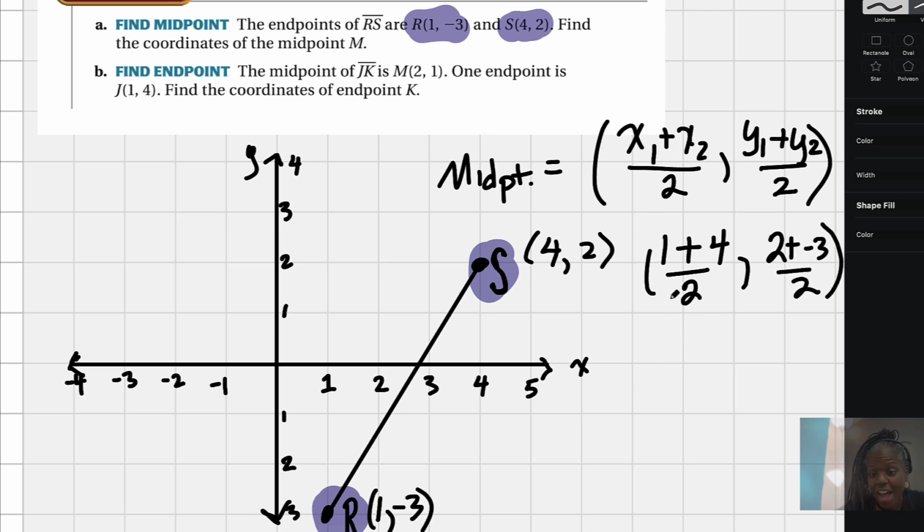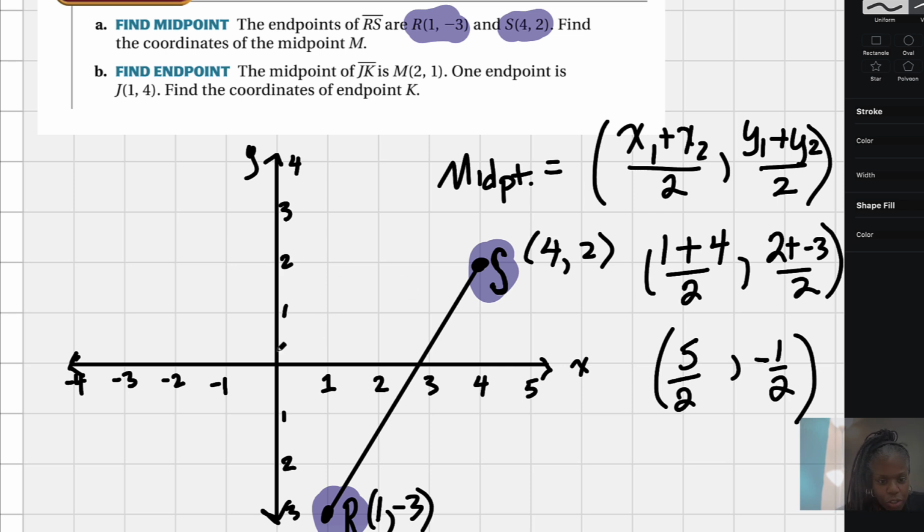1 plus 4 is 5. 5 over 2 is 2.5. Or I'm going to write it as 5/2 because fractions don't hurt anybody. And then over here, we're going to get 2 plus -3, which is -1. Divide that by 2, we get -1/2. This is the midpoint. Let's see if that bears out.